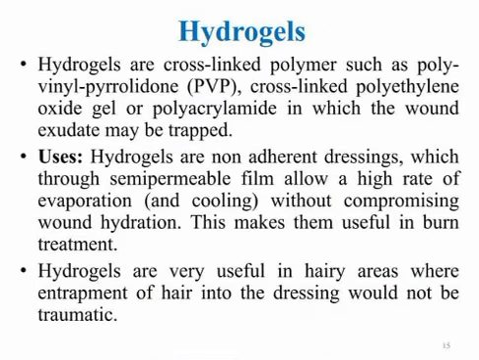The next one is hydrogels. Hydrogels are cross-linked polymers such as polyvinyl pyrrolidone and cross-linked polyethylene oxide gels, and they are mainly used for wounds with exudate that may be trapped. These hydrogels are non-adherent dressings. They won't adhere to the tissues, and through the semi-permeable film they allow a high rate of evaporation and cooling, so the wounds get easily evaporated and cooled.